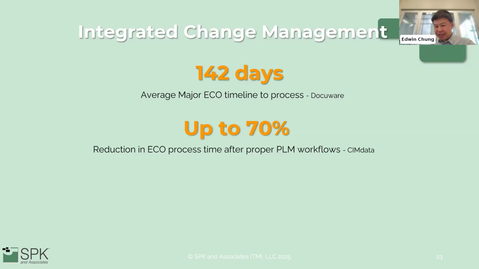of your engineering changes. Today, a major ECO averages 142 days from proposal as an ECR, our acronyms, engineering change request, to implementation. That's 4 months of risk, scrap, schedule slip. When we integrate change management in PLM, starting from the ECR, it goes from ECR to impact analysis, approvals, and release. Teams typically cut the cycle time by about 70%.